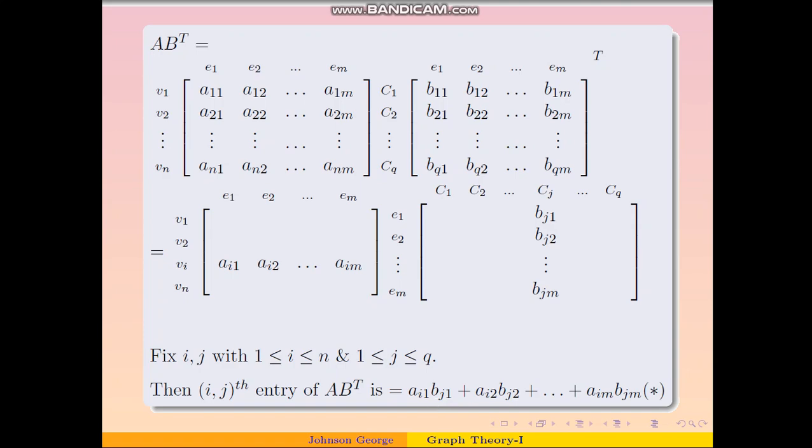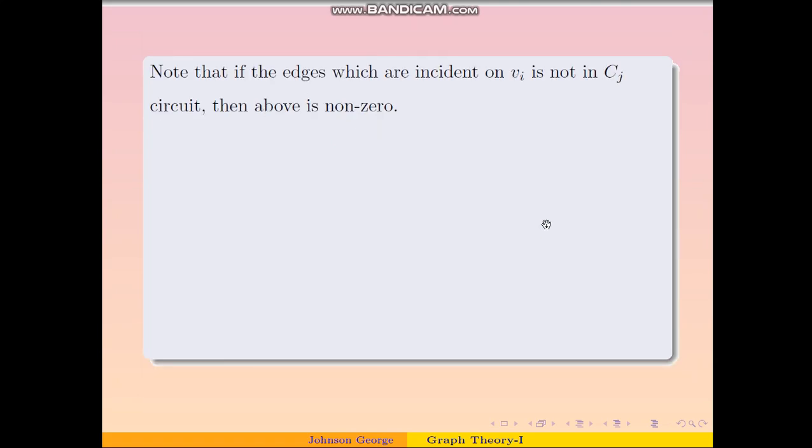The ijth entry is 0. Now let us consider the case where there exists at least one edge which is incident on Vi and the same edge is in the Cj cycle also. Now suppose that some edge, say ER, is incident on Vi and the same edge ER is also in the Cj cycle.